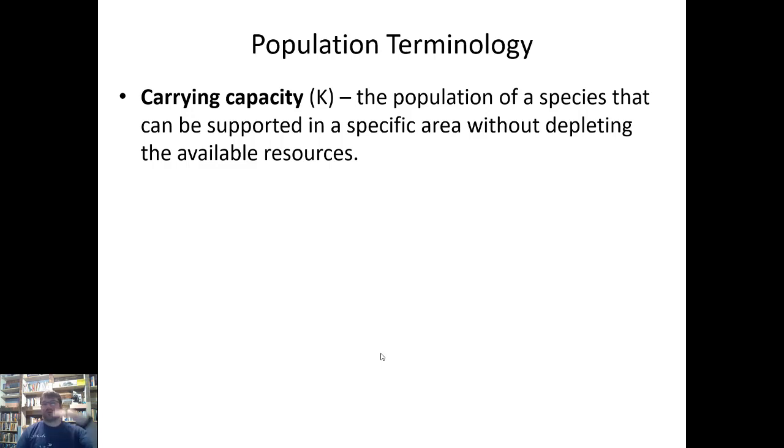So let's say your carrying capacity for a forest that is 1 acre by 1 acre, okay? Small little patch of forest. Maybe the carrying capacity for that given acre by acre might be 10,000 trees. Okay? Small poplar trees, 10,000 of them can fit acre by acre.